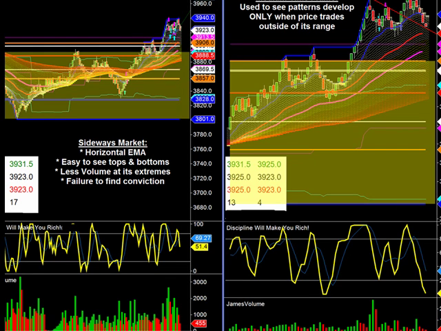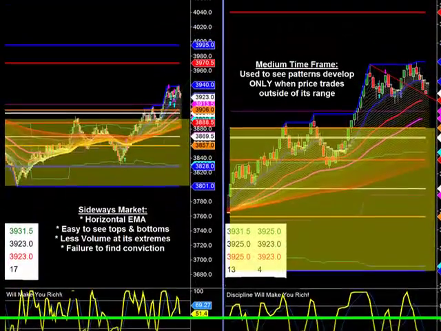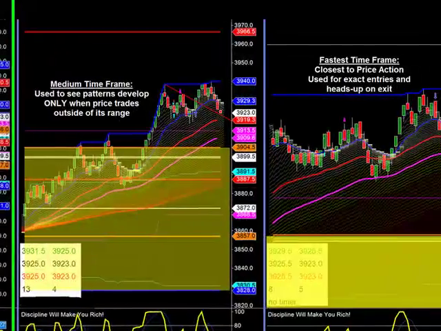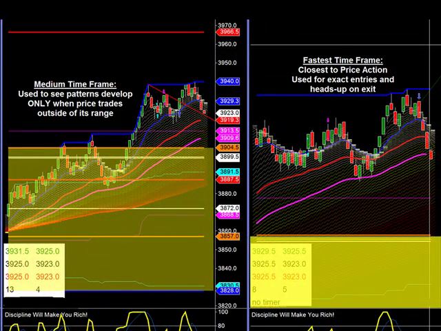So when we look at a medium time frame, this is a good example of what we use in the trade room. We use multiple time frames. It gives us a chance to kind of zoom in on that sideways market, and you'll see as I move from slower time frame to the left to the faster time frame all the way to the right, I get to zoom in on price action. And guys, that's one of the fundamental components, all right, about how we trade a sideways market.